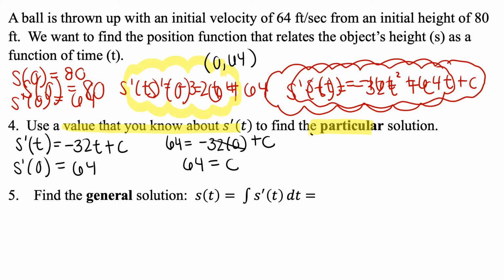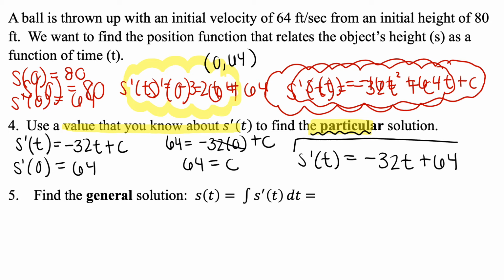So our particular solution, s prime of t, given that we have the point (0, 64), is negative 32t plus 64. So we can go ahead and fill in our c value there. So far we took the information that we were given about this ball being thrown up. We only had the initial velocity and the initial position. We used those two givens to help us find our particular solution for s prime of t, which remember is the same as our velocity.